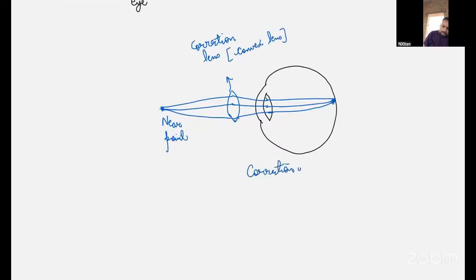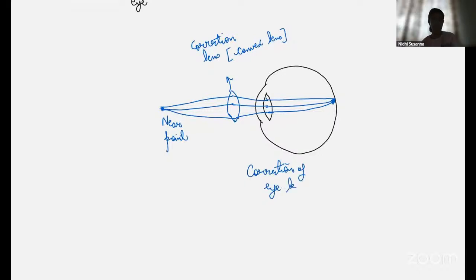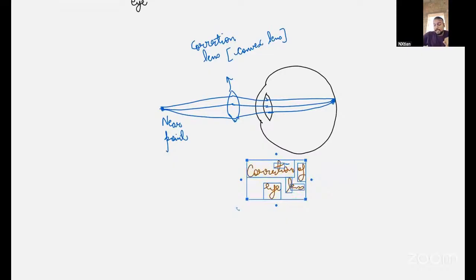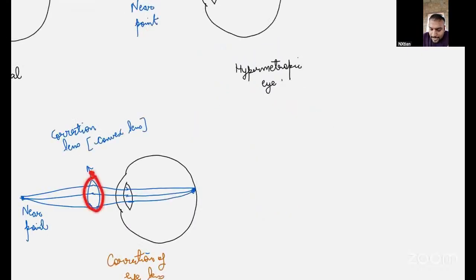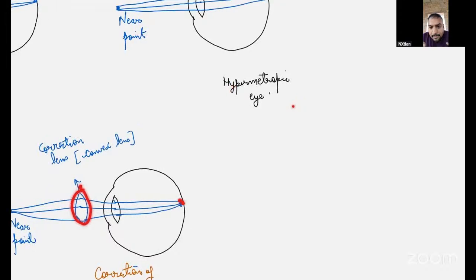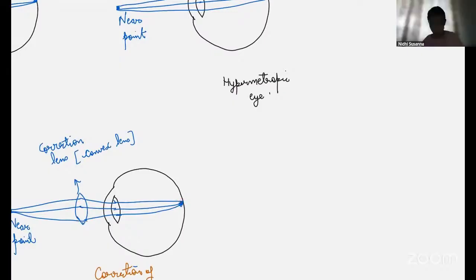Sir, our eye is also convex, and we are putting a lens on it too? Yes, the lens in our eye is convex, and we are using convex again. Those who have a hypermetropic condition cannot see near objects clearly. They have to wear a convex lens so that the image which is behind the retina can come onto the retina and become a sharp image.